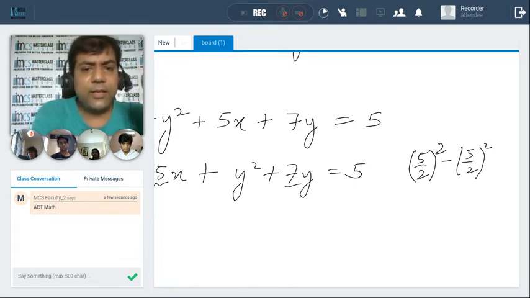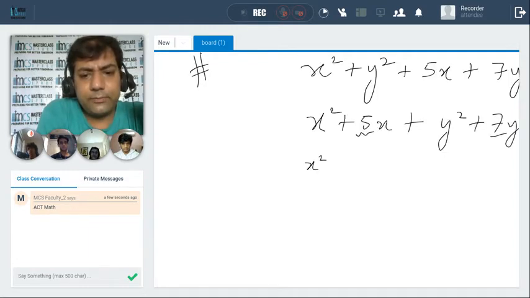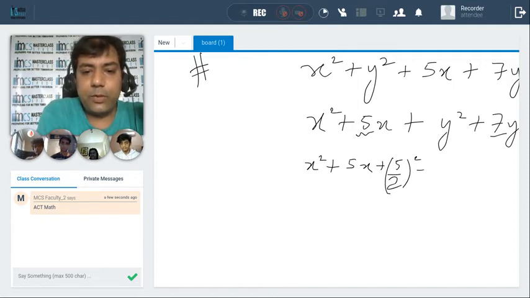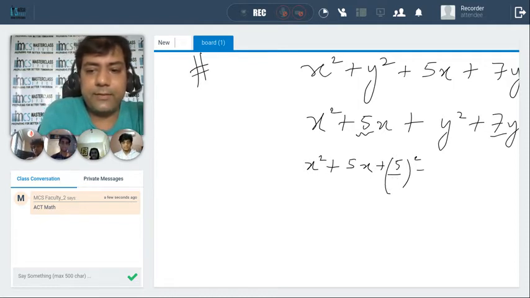You know this? Why do we add it, and do it to the other side too? Why do we do it, guys? To create a perfect square, because the center is x minus a plus x, exactly, squared. So 5 by 2 whole square minus 5 by 2 whole square.